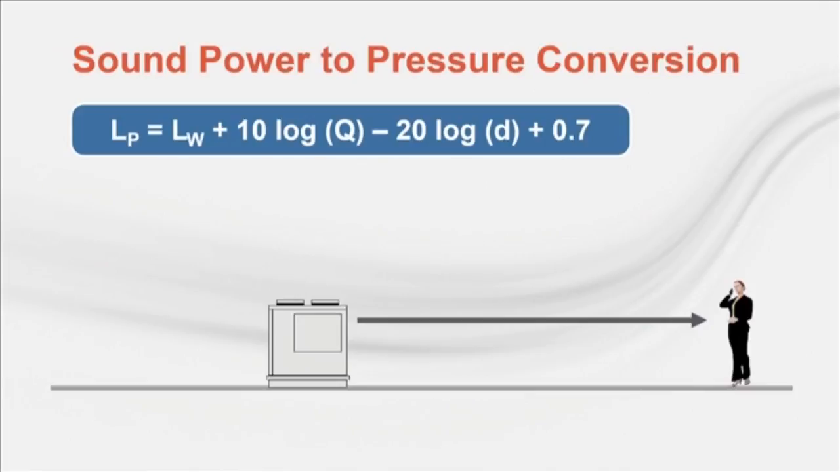The equation is used to convert sound power, L sub W, to sound pressure, L sub P, at a distance, D. The difference, or correction, between the sound power and pressure would be computed for each octave band and weighted to produce a single A-weighted number. So Q is the directivity factor that accounts for how sound radiates in different environments in the equation.